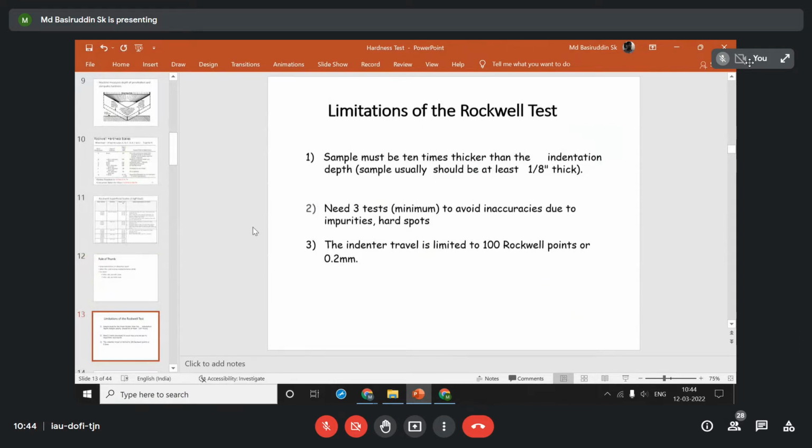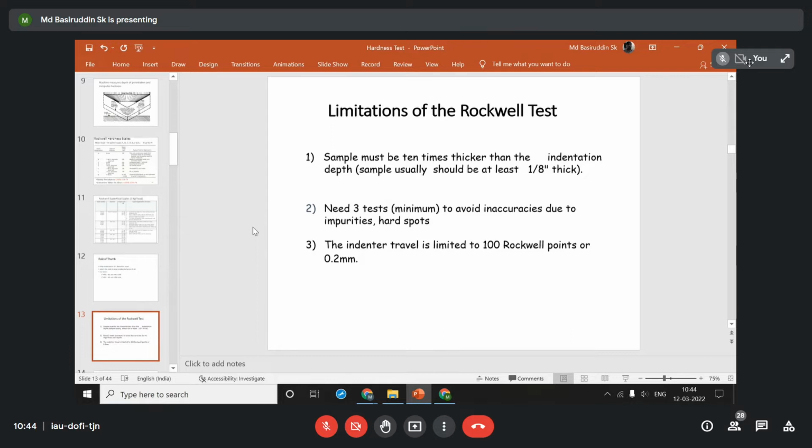Now we are talking about the limitations, the precautions during the Rockwell testing process. What you need to do is collect a minimum of 5 hardness numbers. Why 5? Whenever you put one indentation, you will find a certain number.